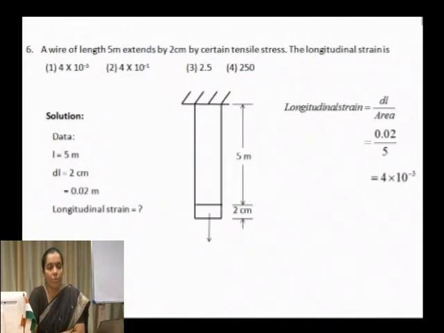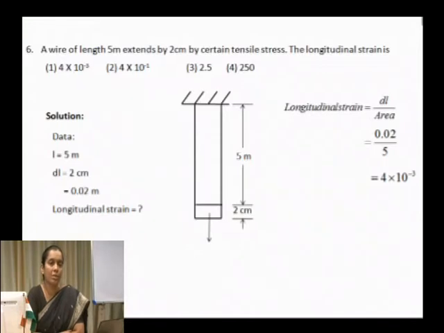The next problem: a wire of length 5 meter extends by 2 centimeter by a certain tensile stress. The longitudinal strain is dash. So, here we are asked to calculate the longitudinal strain. So, the data again, the original length of the wire is 5 meters, the change in length is 2 centimeter or 0.02 meter. If we divide 2 centimeters by 100, we get the length in meters, that is 0.02 meter.